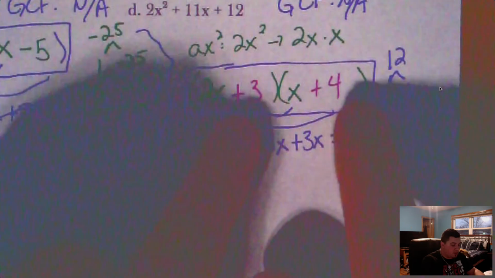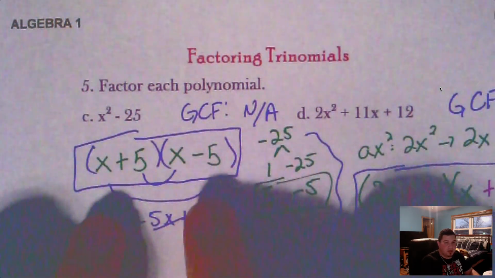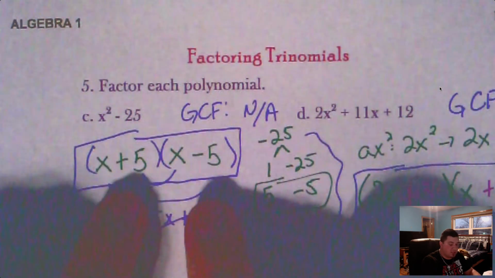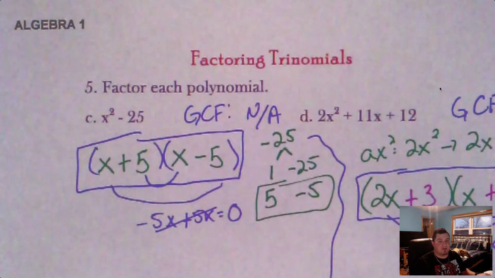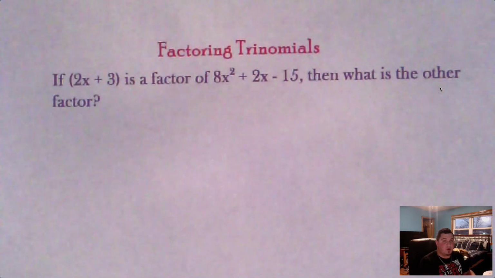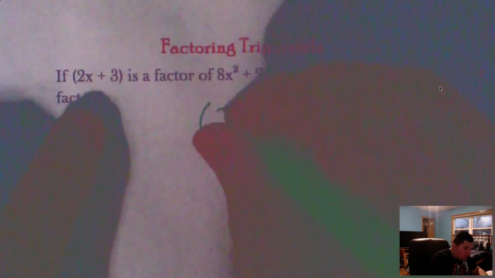With the 2 there, you can flip it. With these, it doesn't matter because x plus 5, x minus 5, and then switching that one is the same thing. So x plus 5, x minus 5, x minus 5, x plus 5, those are the same factors. Last type of question that could pop up is given a factor, find the other factor.